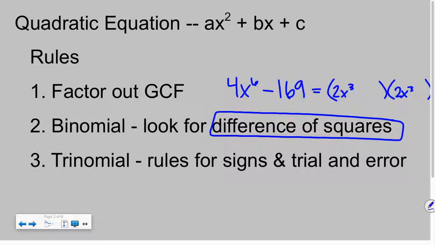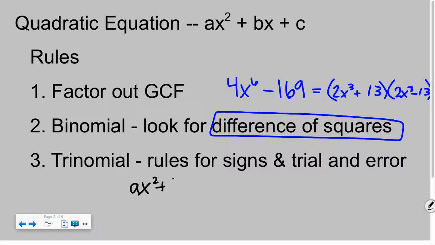And then the square root of 169? 13. So then it'd be 13 and 13, and then a plus and a minus. So don't forget to look for your difference of squares when it's a binomial. That's just some random example. Trinomial, you can remember your rules for the signs.